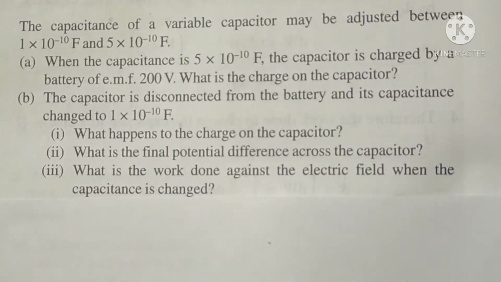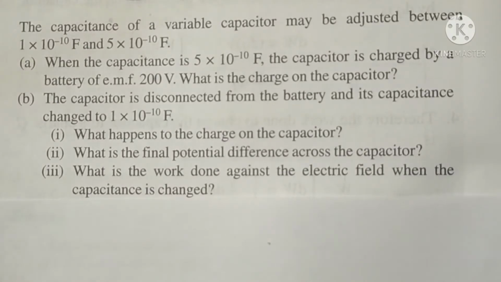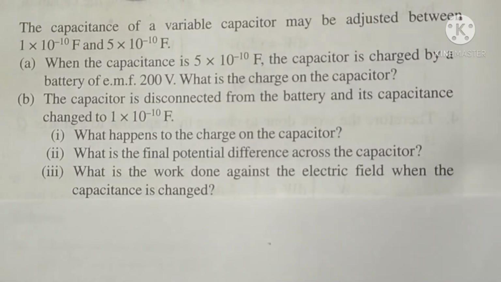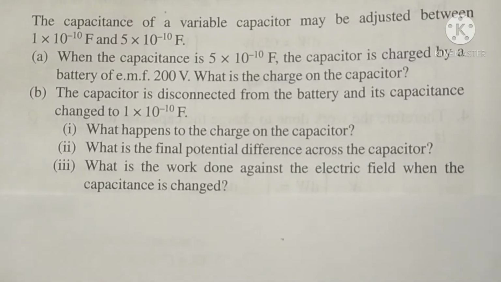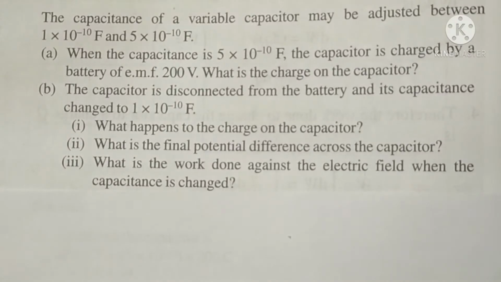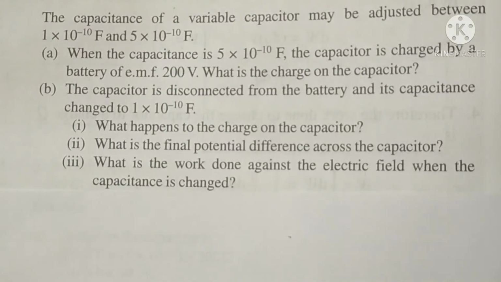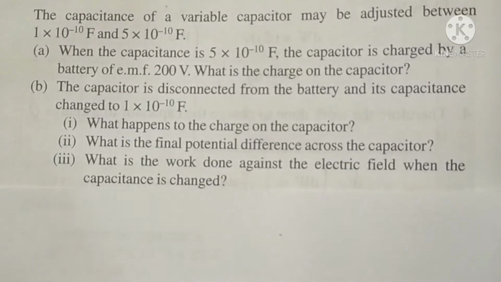For section B, the capacitor is disconnected from the battery and its capacitance changes to 1 times 10 to the power of negative 10 farad. For B Roman 1, what happens to the charge on the capacitor? For B Roman 2, what is the final potential difference across the capacitor? And finally, for B Roman 3, what is the work done against the electric field when the capacitance is changed?